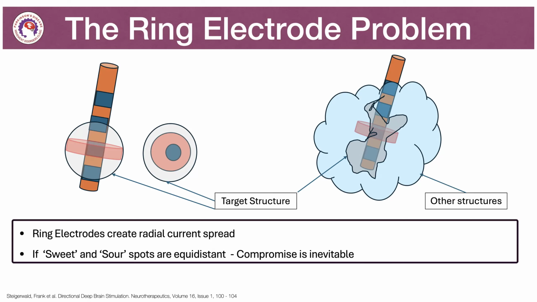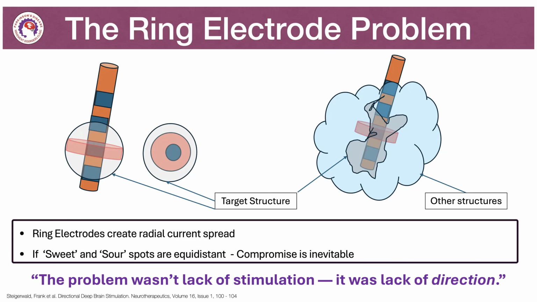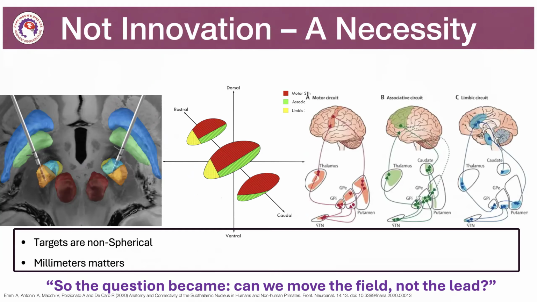So we have a sweet spot where the electrode has to sit, and if the sweet and sour parts are equidistant, compromise is inevitable for us to manage. So basically we all knew this. The problem wasn't a lack of stimulation. How to direct that current into the specified structure was always a question for us to go forward.